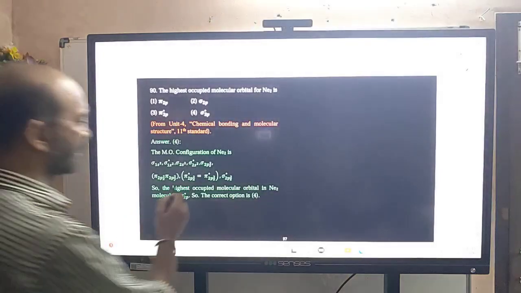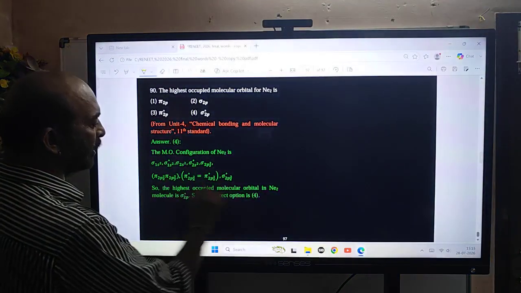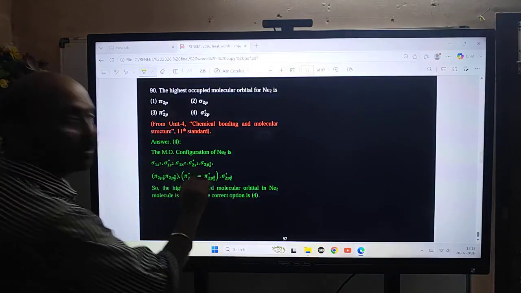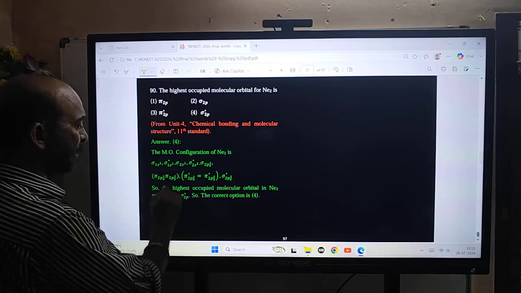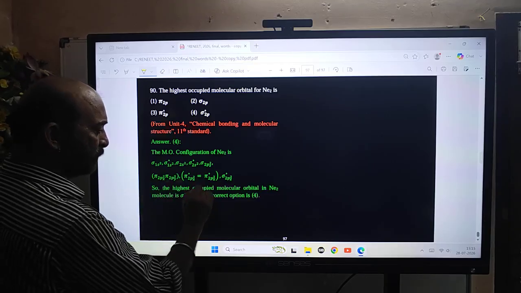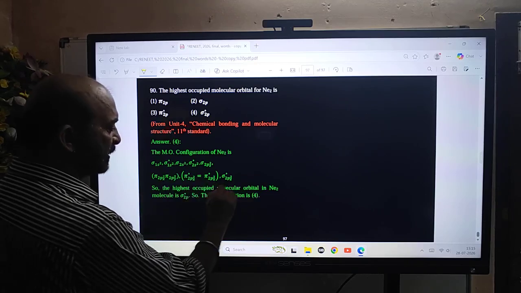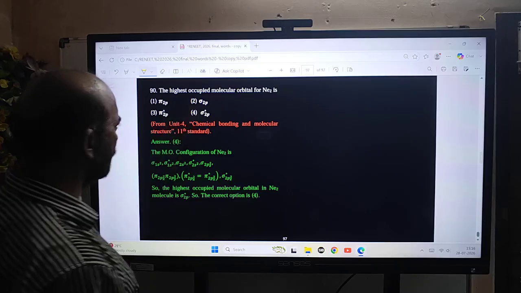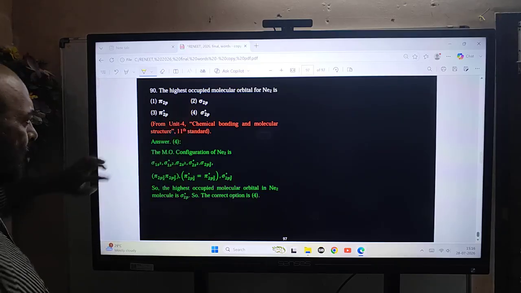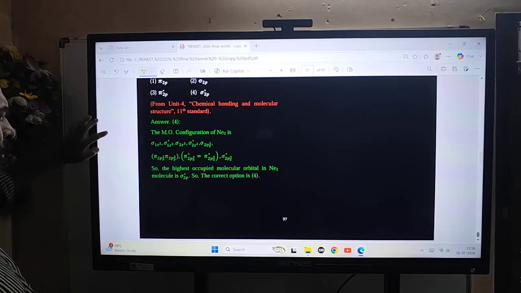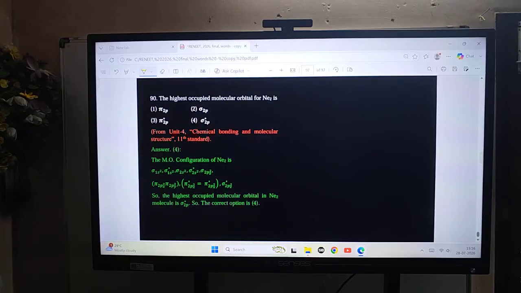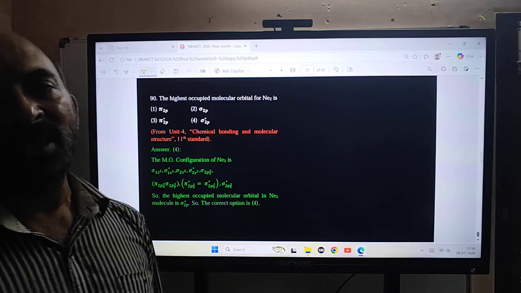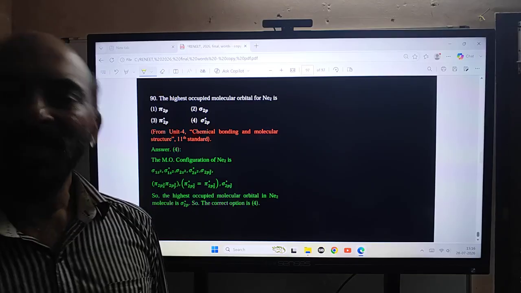So its electronic configuration will have all the orbitals we have learned in molecular orbital theory: sigma 1s2, sigma star 1s2, sigma 2s2, sigma star 2s2, sigma 2pz2, pi 2px2, pi 2py2, pi star 2px2, pi star 2py2, sigma star 2pz2. So among the options, sigma star 2p will be the answer. Answer will be 4. Sigma star 2p. With that, we come to the end of the discussion of this ReNEET 2026. Okay, take care.